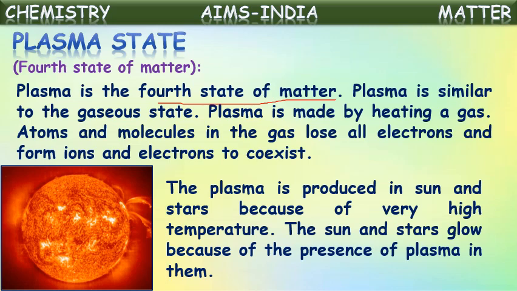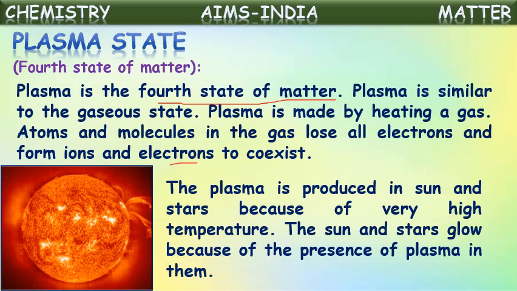But what is the difference? The plasma is made by heating a gas. When you are heating the gas, that state is said to be plasma state, because when you are heating, the molecules or atoms present in the gas lose the electrons and form some ions, but those electrons and ions both are present in that state. That is said to be plasma state.